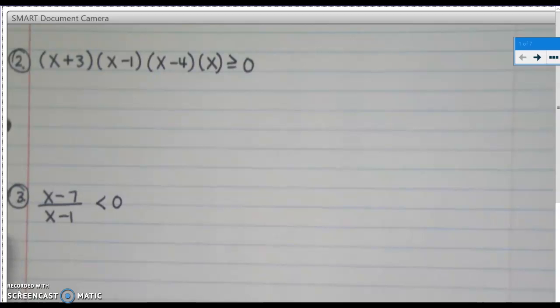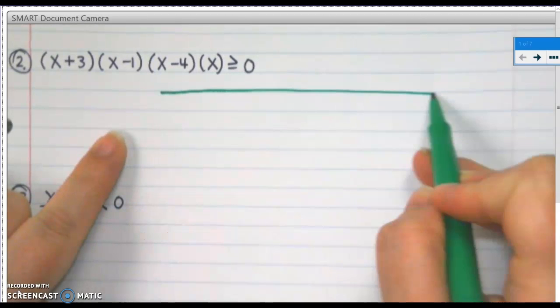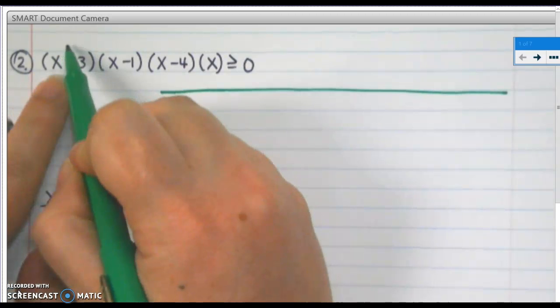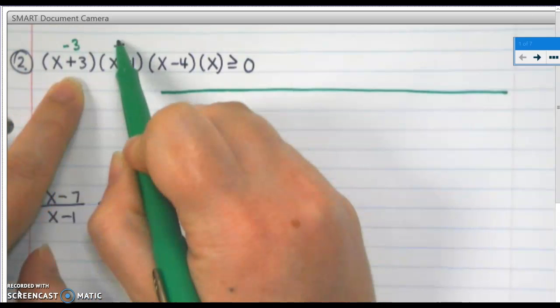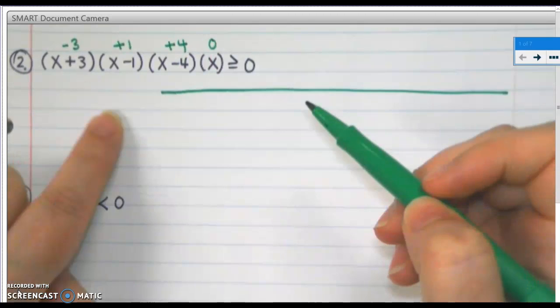All right, question number 2. Again, I'm finding my critical values. I'm putting those on my number line. This one has more, so I'm going to need a bigger number line. So I'll have -3, +1, +4, and 0.